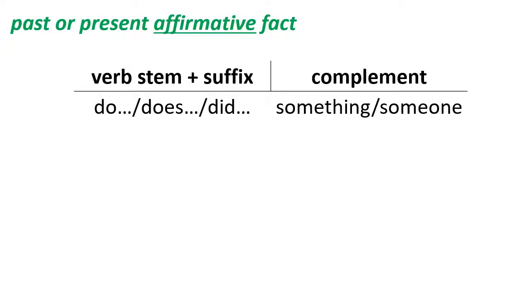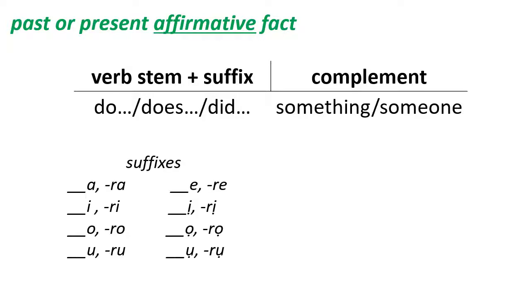We say ra verb form, but the suffix isn't always ra. The suffix is the letter r and whatever vowel the verb stem ends with. So here are all the possible verb endings and their corresponding suffixes. Verbs that end in a use ra.